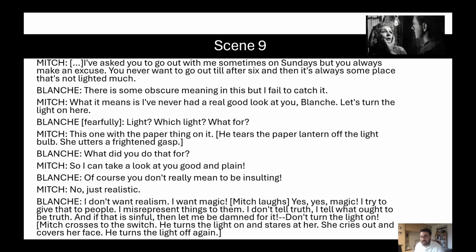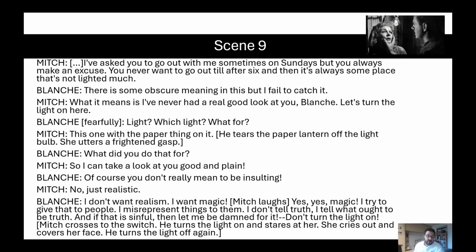And now the paper lantern, the little adorable coloured Chinese paper lantern, becomes a paper thing, this sort of reductive view of language that we see within Mitch as well. And notice the stage directions here. He tears the paper lantern off the light. She utters a frightened gasp. "What did you do that for?" "So I can take a look at you good and plain." This is both a metaphorical and physical stripping of Blanche's defence mechanisms here. And she says that removing the paper lantern is insulting. And he said, "No, just realistic."